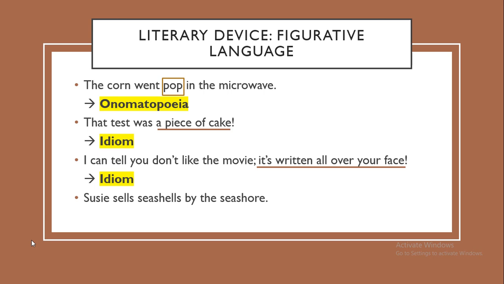And last one, Susie sells seashells by the seashore. Say that 5 times fast. So we have a consonant sound repeating here. What sound do we notice is repeating in this sentence? We have repetition of the S sound, and we know that when consonant sounds at the beginning are repeated, this is alliteration. Hopefully you got all 4 of these right on the first try.